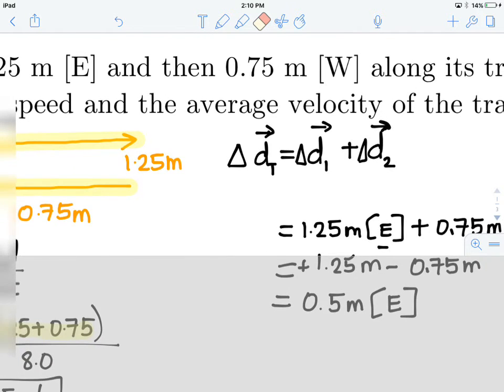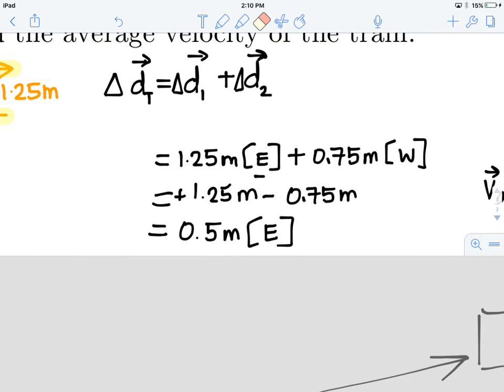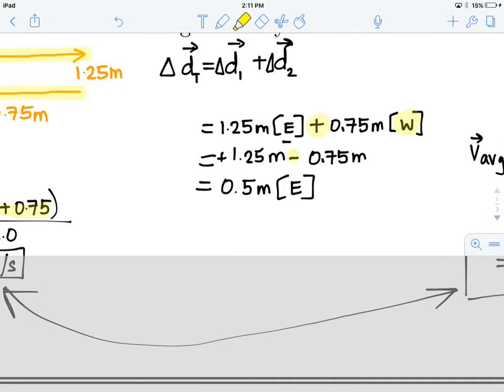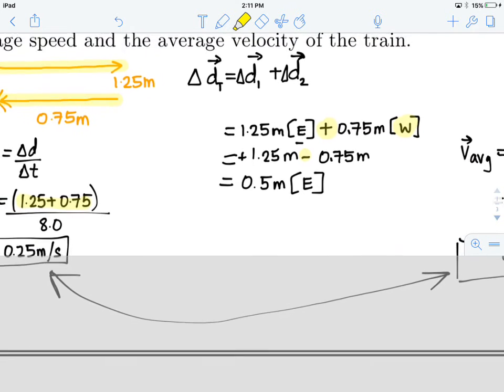We worked on this in class. And so what we have is 1.25 meters east plus 0.75 meters west. We know that this west is going to turn this plus sign into a negative, because of course west in our general sign convention is the negative direction. And so what we end up with is 0.5 meters east as an answer.